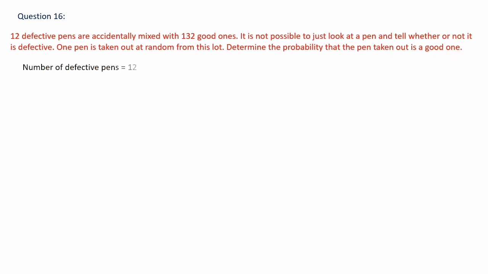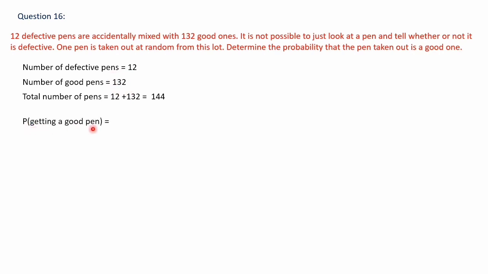So first of all, the number of defective pens given to us is 12. The number of good pens we have is 132. For writing the probability we need the total number. So the total number of pens, 12 and 132, we have to add. You will get 144. So this is our total number of pens. The question is, determine the probability that the pen taken out is a good one. Here there are 132 good pens, so your favorable outcome is 132. So the probability of getting a good pen is favorable 132 and total 144.